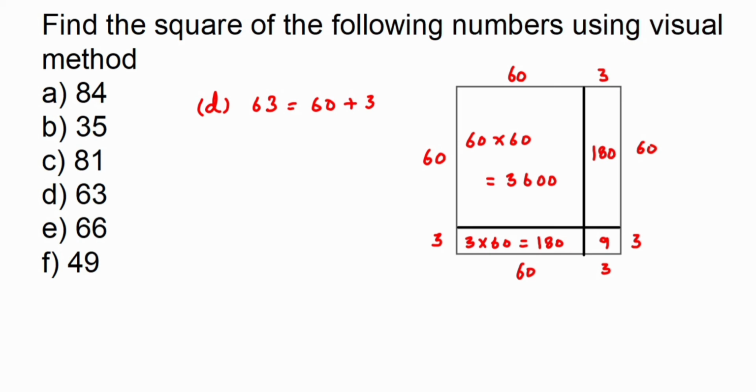Now after this we have to add up all the numbers, that is 3600. So 63 squared will be nothing but 3600, plus we have to add 180 twice. So 180 plus 180, because two times we got 180, and at last we have a 9. So once you add it, we'll get the answer 3969, and this is nothing but 63 squared. Now next, 66. So I'm going to make a small change here itself.